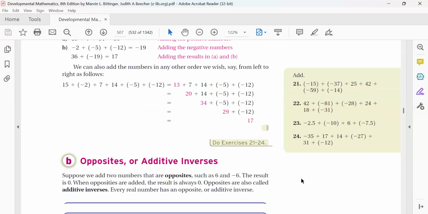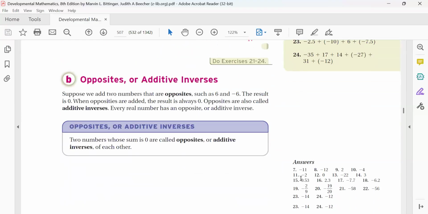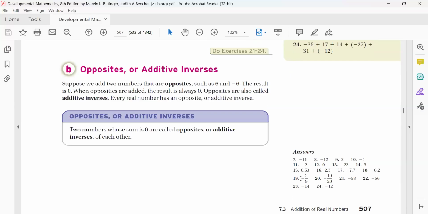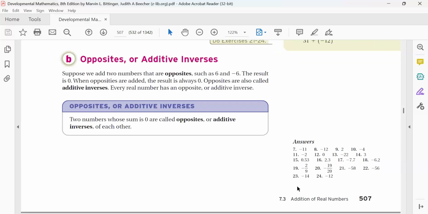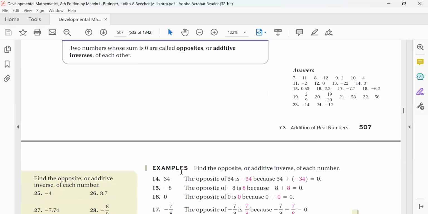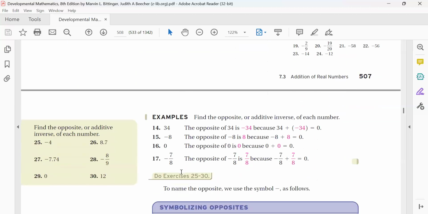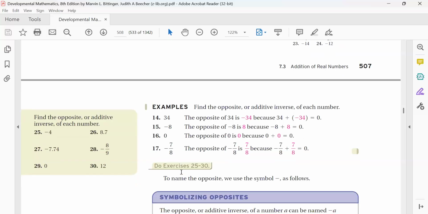Those are beautiful questions also. And now here there's a statement saying opposite or additive inverse. Two numbers whose sum is 0 are called opposite or additive inverse of each other. This is a very important statement, guys. I would like you to pay attention to it. One more time, let's read it: two numbers whose sum is 0 are called opposite or additive inverse of each other. And these are examples about that.